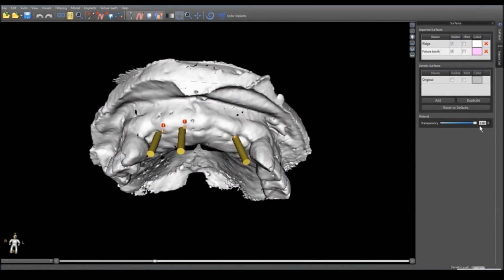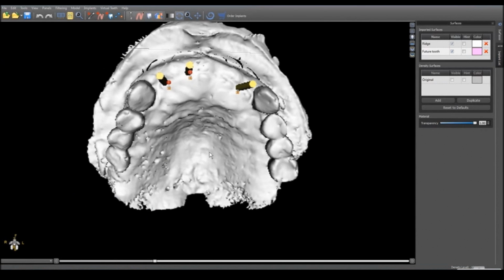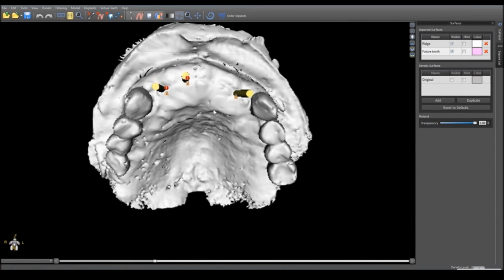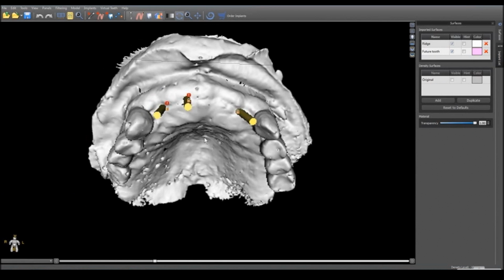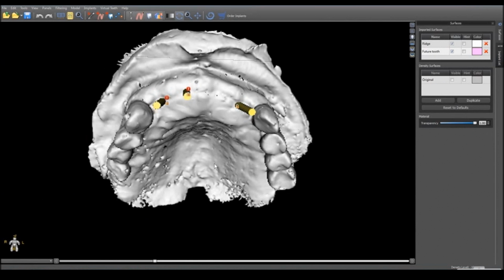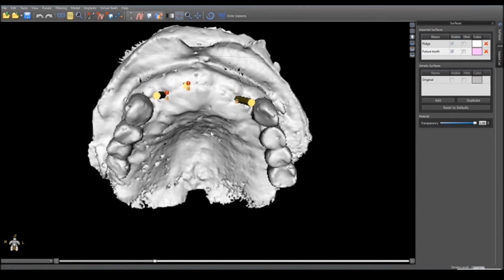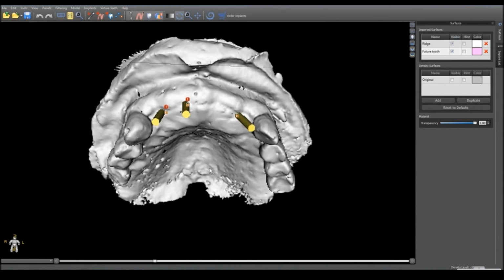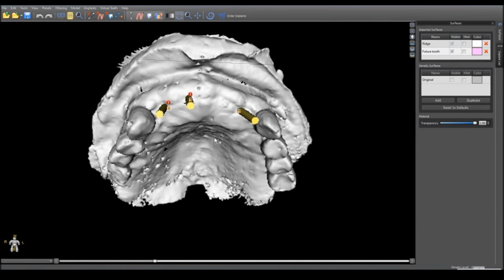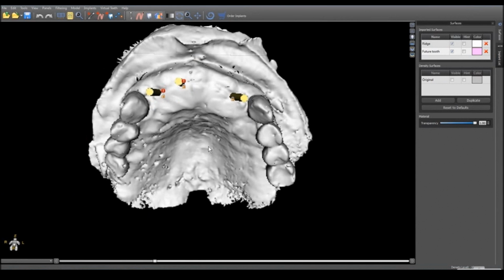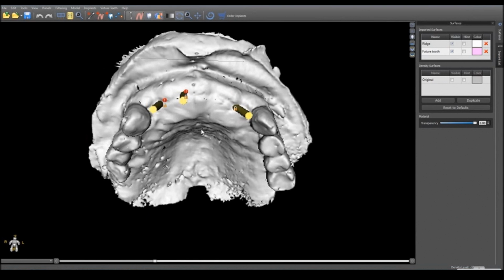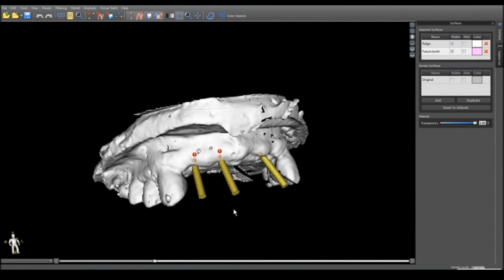So again, we can make structures disappear. And now you can see where you are on the ridge. Sometimes when you do this, things will look quite ideal, but you'll find out that buccolingually you're in the wrong spot on the ridge and you have to go back and recalculate. But by having this view of the ridge, as you would clinically, you can discern that before you have a guide made. And you can see the relationship between the teeth.